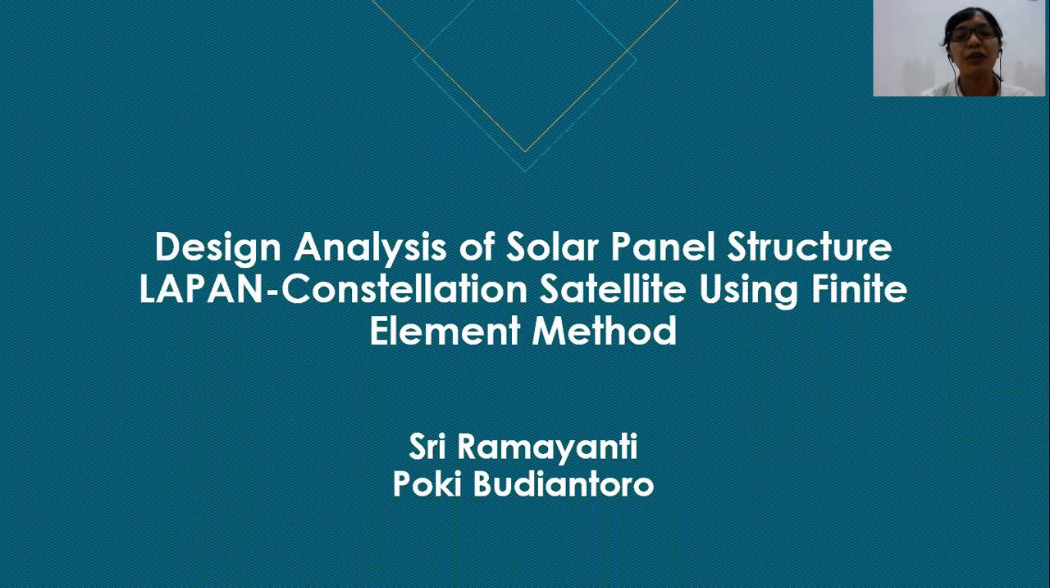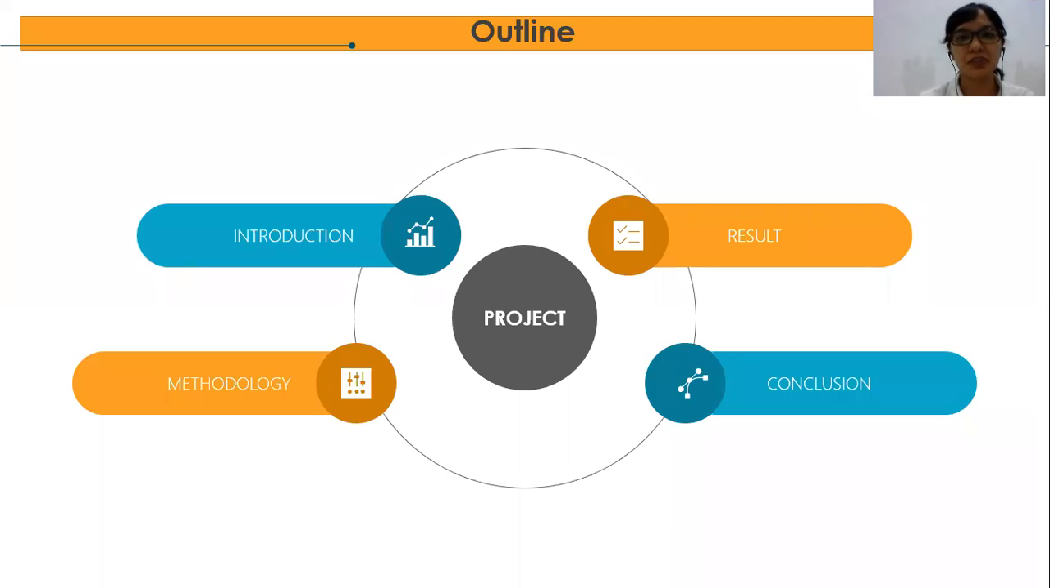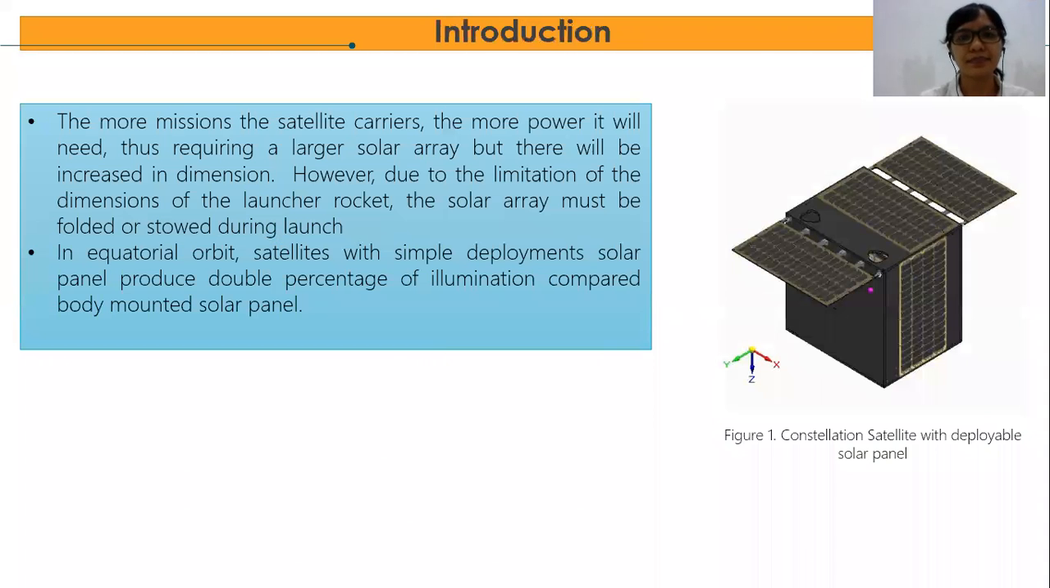Here I want to explain my paper about design analysis of solar panel structure for the Lapan constellation satellite using the finite element method. So this is the outline. First, the introduction. This constellation satellite will orbit in equatorial low Earth orbit at an altitude of 600 kilometers and at 0-degree inclination angle.